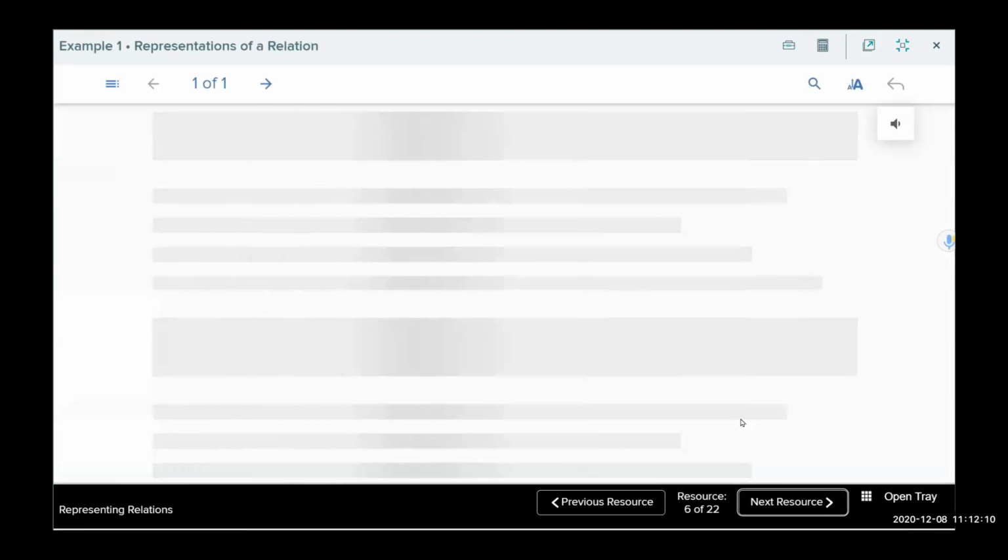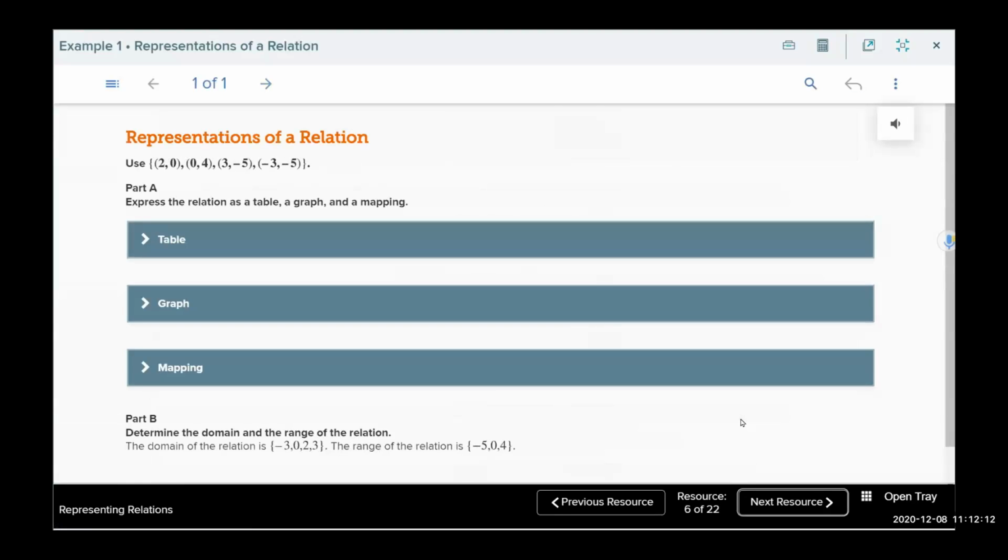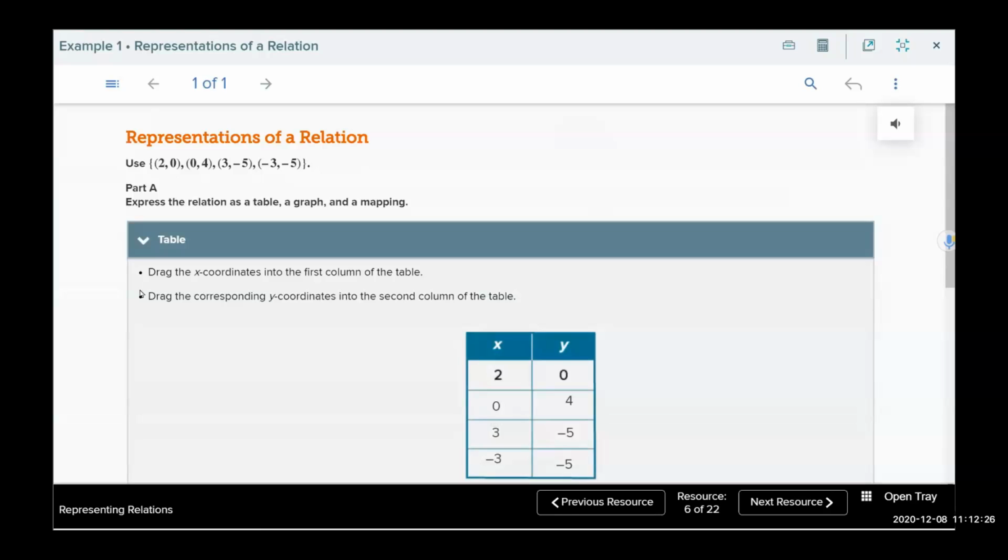Example 1, I'm going to try and do it pretty quick because I'm trying to give you as much time as I can. You see right here, they've given us 4 ordered pairs. This is a set of 4 ordered pairs that are a relation. And so the one way we can represent that is as a table.